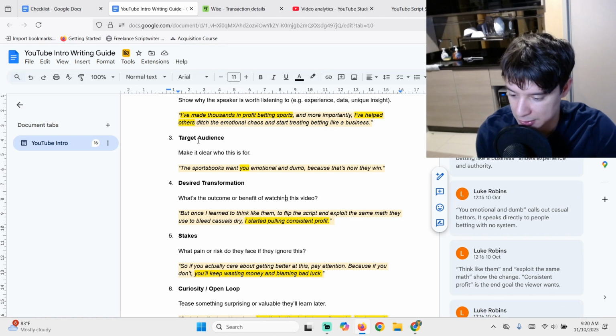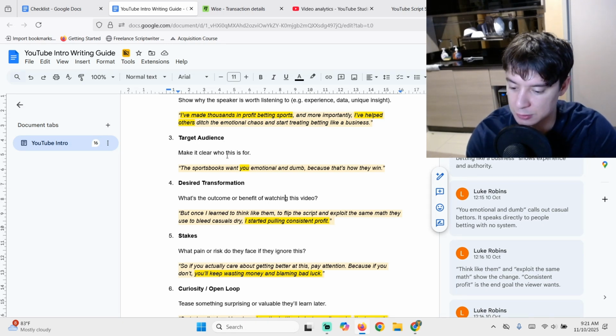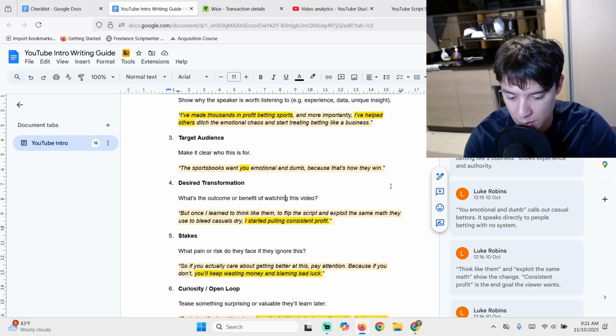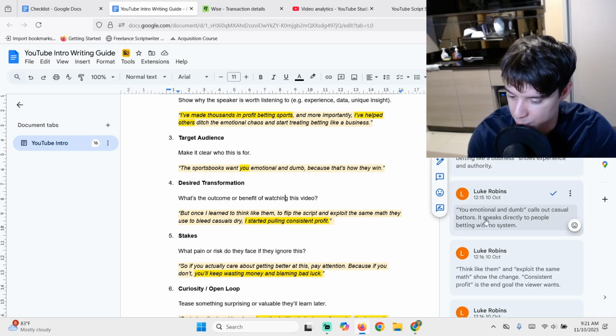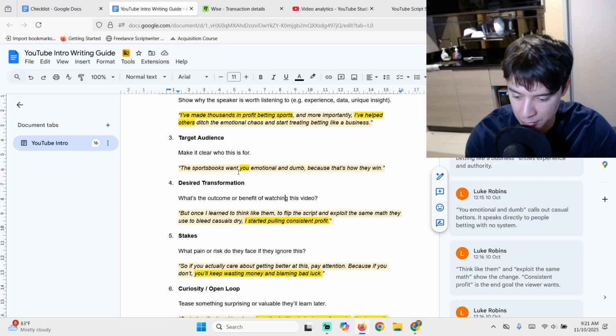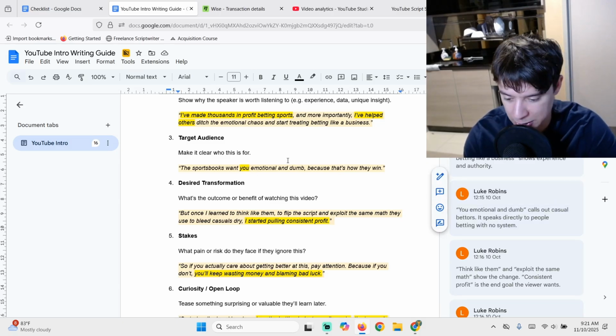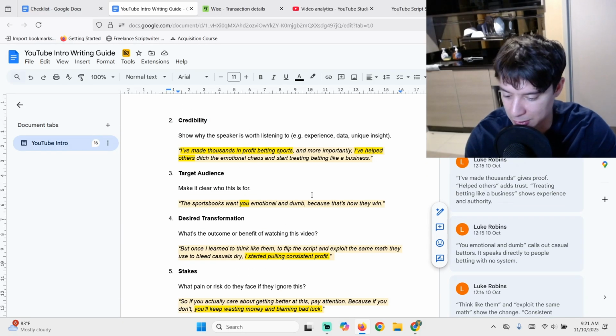Now, the third thing is target audience. We need to make it clear who this is for. So in this example, the sports books want you emotional and dumb because that's how they win. So this calls out casual bettors directly, people that are emotional and dumb. And you're literally just saying you. And the rest of this is kind of implied when you're saying sports books and you're talking about betting on sports.